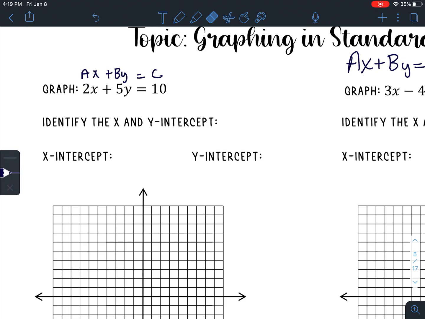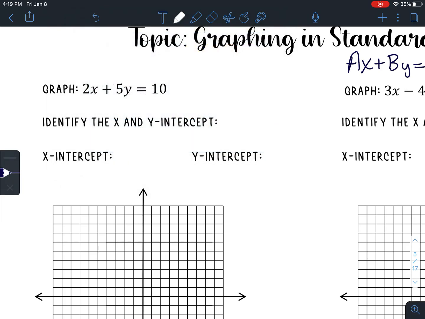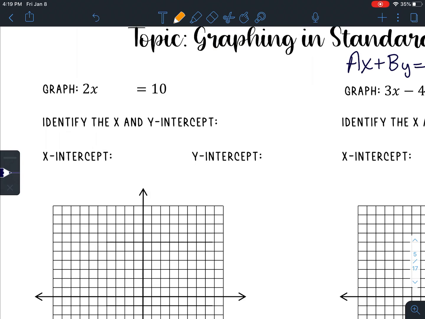Now here's the way that I would recommend that you solve this. We're going to find what we call the x and y intercepts. We have to identify those. In order to identify my x-intercept, I need to cover up my y. So that y goes away. That gives me a one variable equation. So 2x equals 10, I can divide both sides by 2. So I have x equals 5. That means my x-intercept is going to be 5, 0.